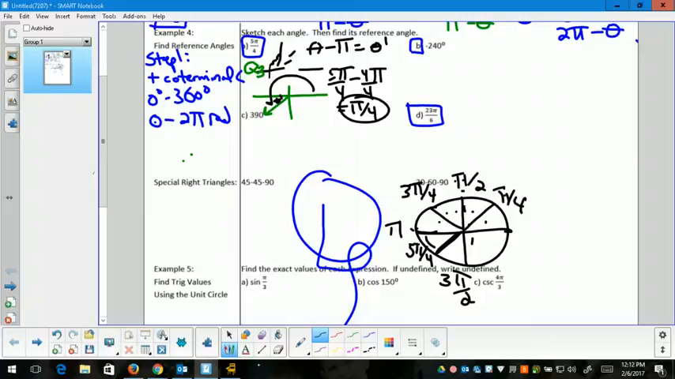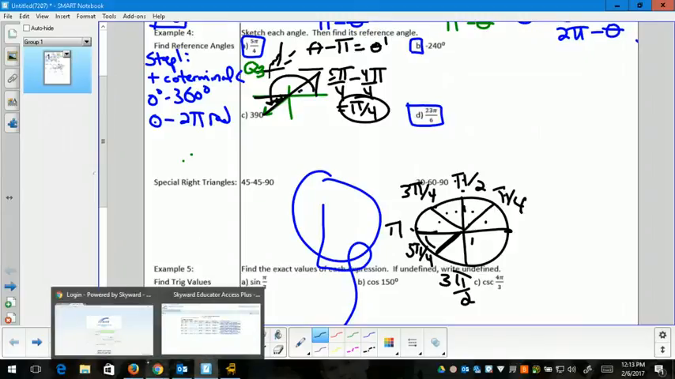And so that's its reference angle. This right here is equivalent to pi over 4, what we would see here. You can see the vertical angles, at least between quadrant 3 and quadrant 1.